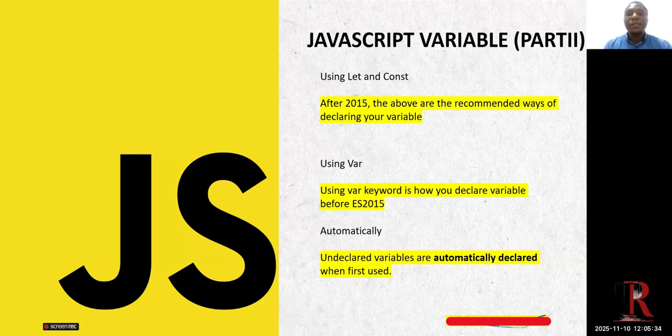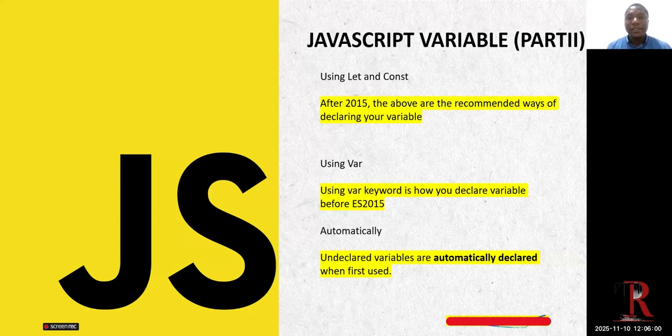So in our previous lessons, we've talked about JavaScript variables, that variables are containers for storing data, and we have taken a look at how we can declare variables. Today, let's examine the keywords that support variable declaration in JavaScript and the use of let and const. Here, I say after 2015, the above are recommended ways of declaring your variable.